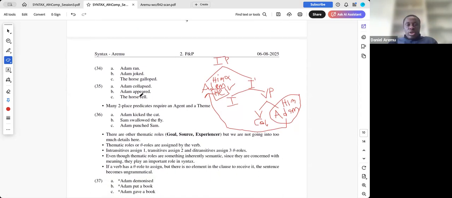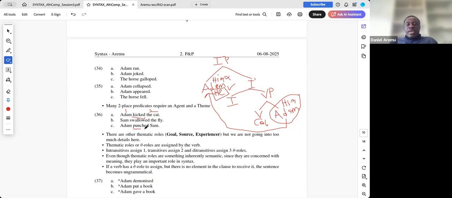We have also the two-place predicate, and that one, of course, like I said, means the verb will take two arguments. So it takes the agent and the theme. So who kicked the cat? Adam. That is the person doing something, that's the agent. What did Adam kick? The cat. That is the theme. Or you can call it the recipient, depending on what you want to. But I would rather call it the theme in this case. So Adam kicked the cat. Sam swallowed the fly. Adam punched Sam.